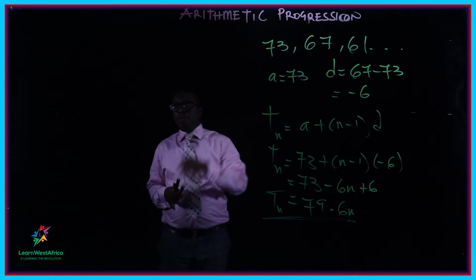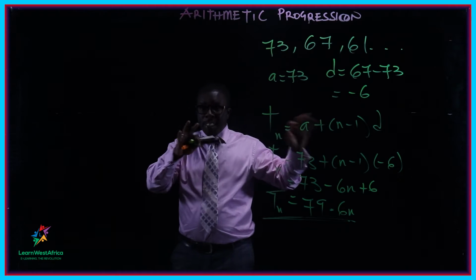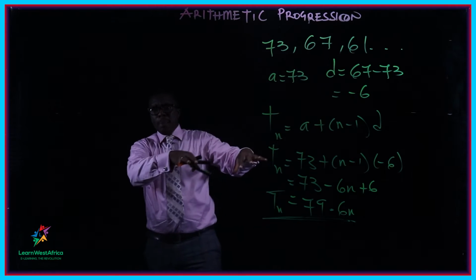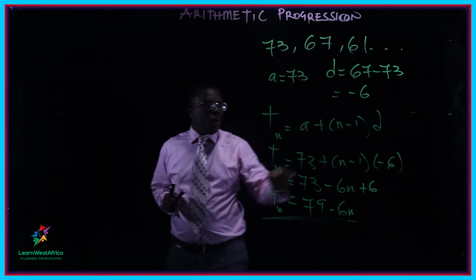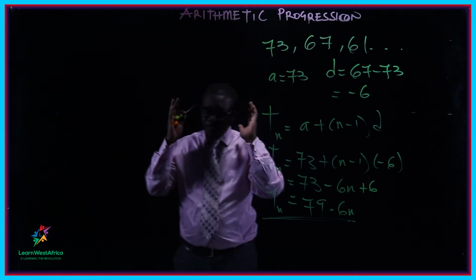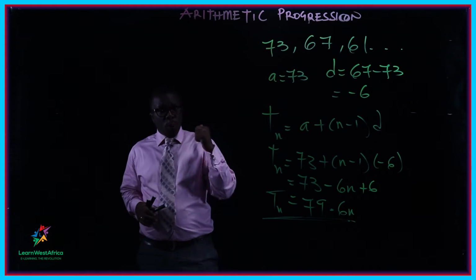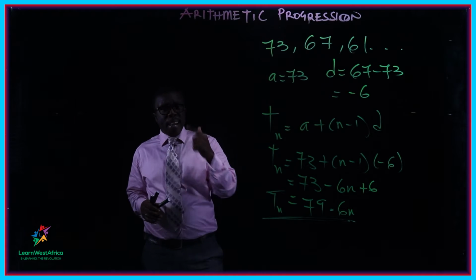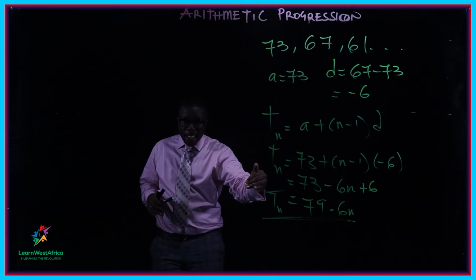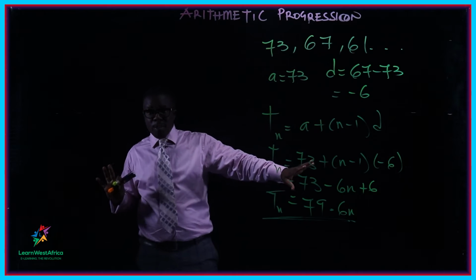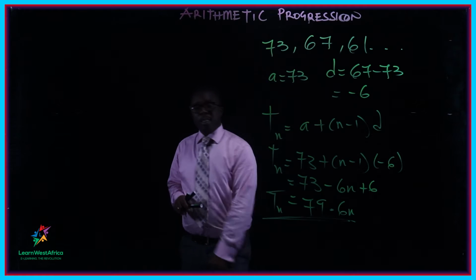So when you are asked to find the nth term, what we mean is: take the A and D values that you have, put them in there, and simplify. The nth term doesn't mean you just write the formula and leave it. If it's an AP and you are asked to find the nth term, when you know the first term and the common difference, put those two values into the expression and simplify it algebraically until you get to the simplest form. So our nth term is given by 79 minus 6n.